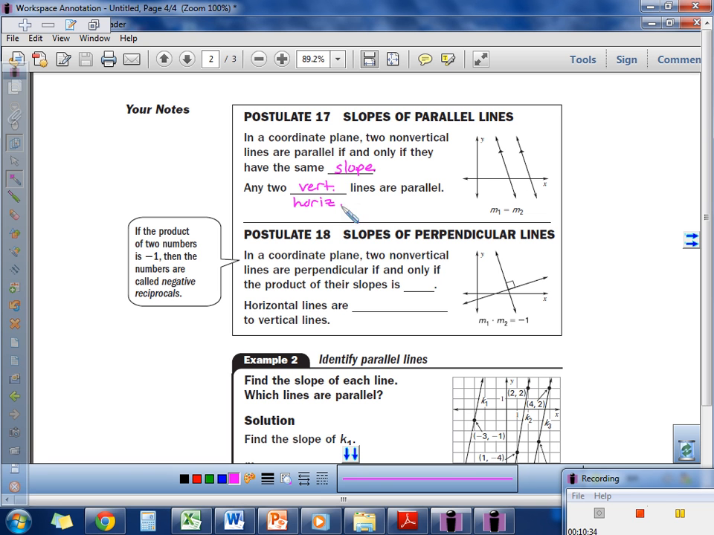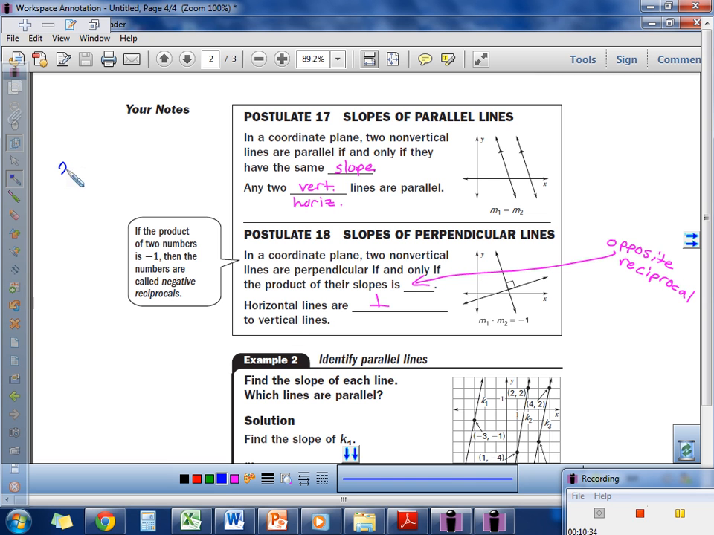Their slope is opposite reciprocal. We're going to write this out to the side. Opposite reciprocal. Horizontal lines are perpendicular to vertical. All right, opposite reciprocal. Here's a quick reminder. What is opposite reciprocal?